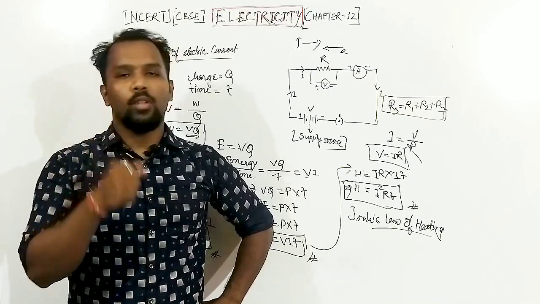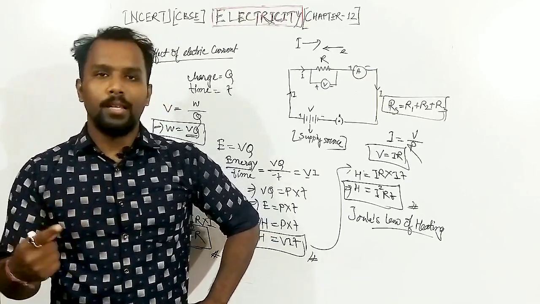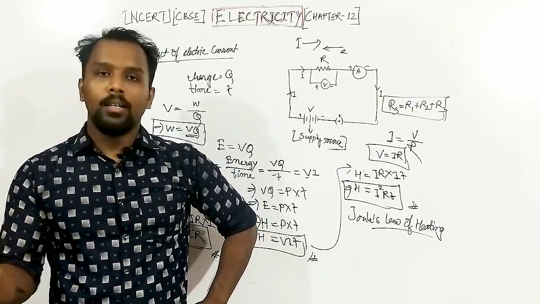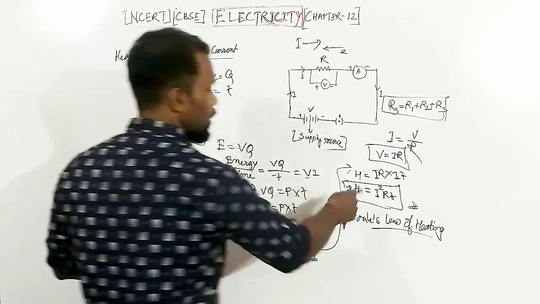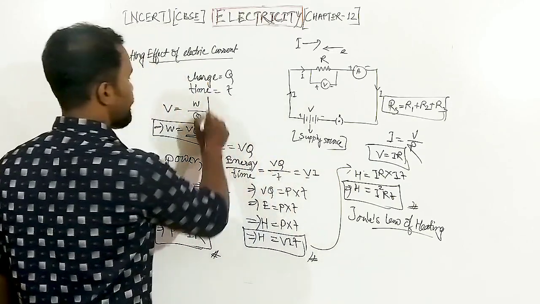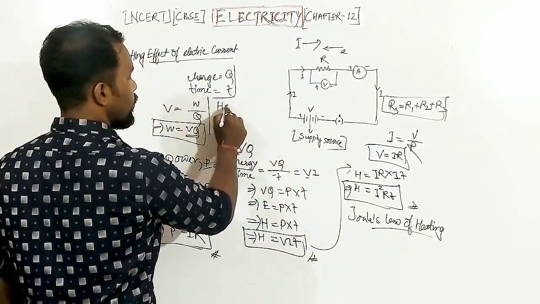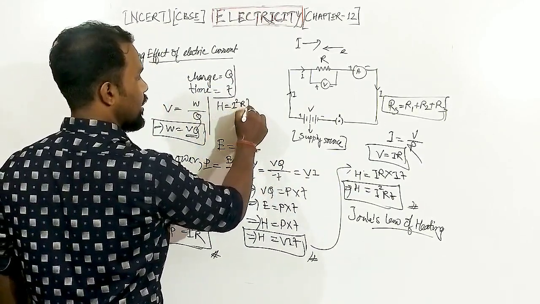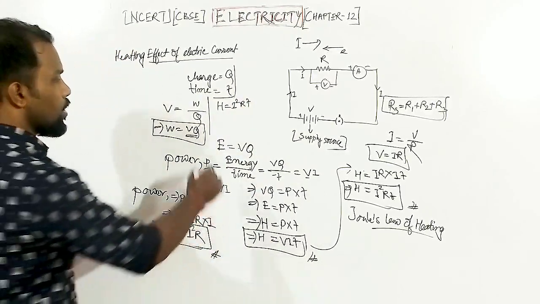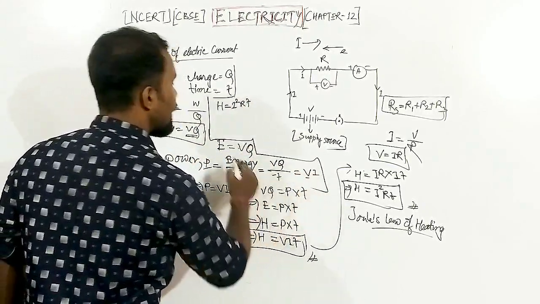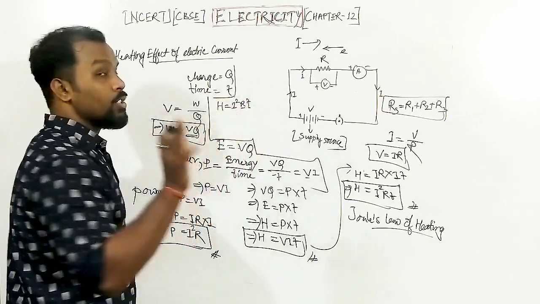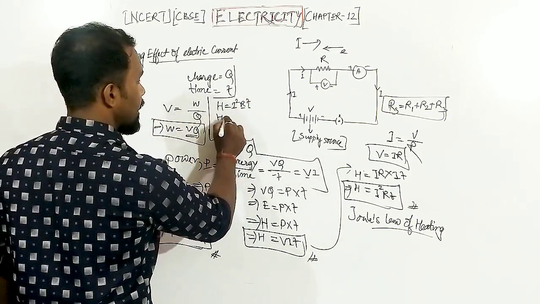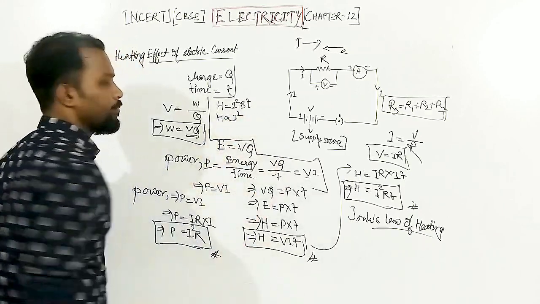Then the whole bulb will glow, with the rise of temperature or the rise of current. So just observe clearly, from this relation that we have got, H equals I squared R T. If you observe this relation, if resistance and time for a circuit are constant, then heat is directly proportional to I squared.